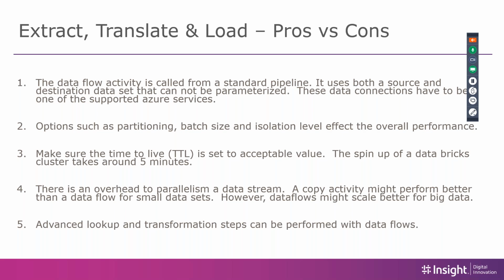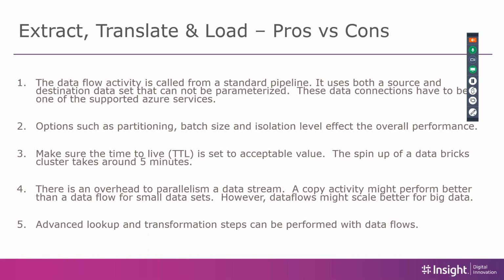The data flow activity is called from standard pipelines. So if you have to copy data from on-premise to, say, one of the supported Azure systems like Data Lake Storage, you still have to use a pipeline. Options such as partitioning, batch size, and isolation level do affect the performance. In partitioning, I'm talking about Spark partitions, and isolation level is how strict you want the actual threads to be with each other.